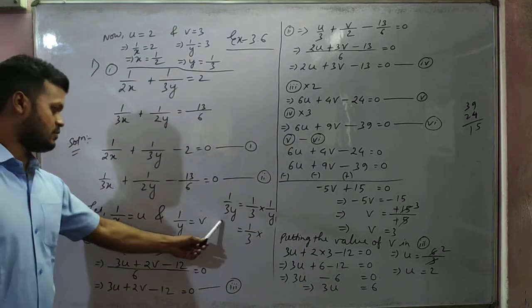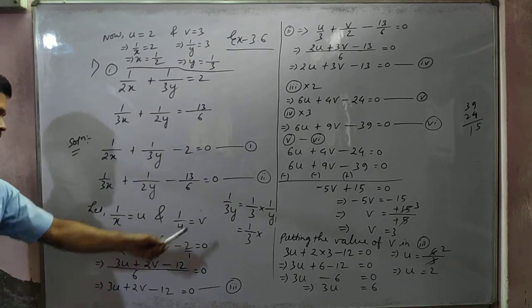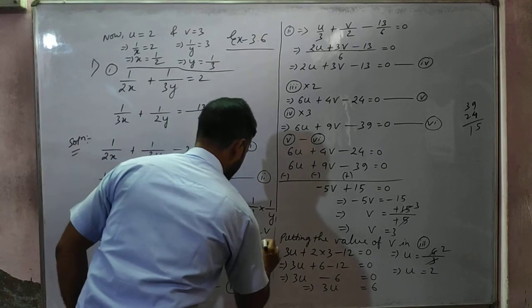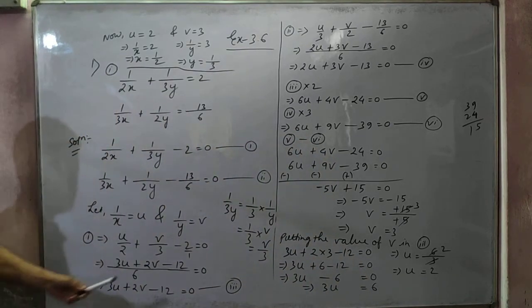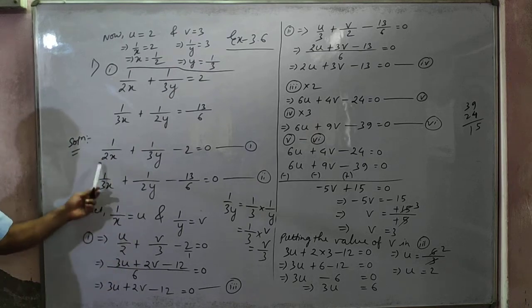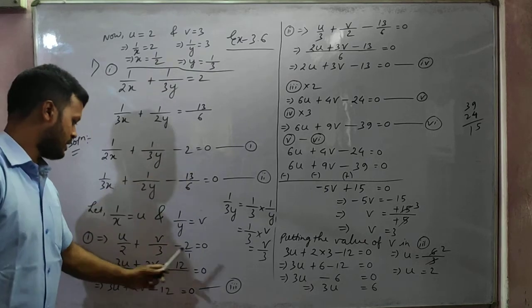1 by 3y means 1 by 3 into 1 by y. And 1 by y means what? 1 by y means v. So 1 by 3 into v, that will be equal to v by 3. Therefore I wrote here 1 by 2x I wrote u by 2. 2 is there. And 1 by 3y I wrote v by 3. And 2 is there, below 2 I wrote 1.